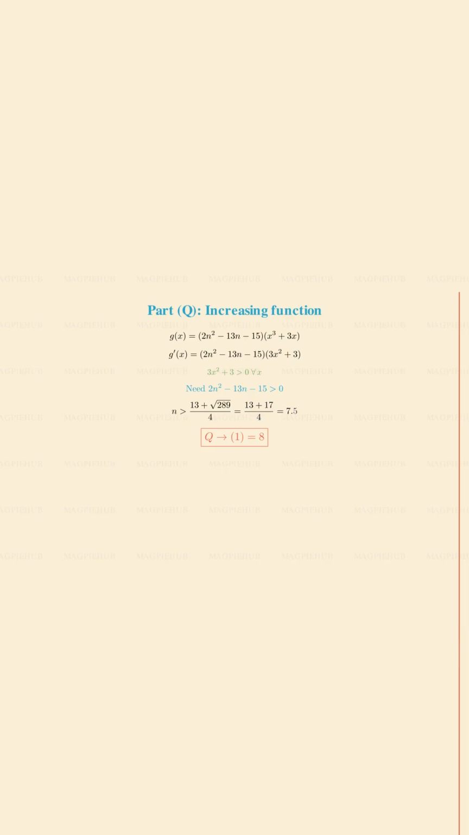Part Q. The function g of x equals (2n squared minus 13n minus 15) times (x cubed plus 3x). The derivative is (2n squared minus 13n minus 15) times (3x squared plus 3). Since 3x squared plus 3 is always positive, g is increasing on all reals if and only if 2n squared minus 13n minus 15 is greater than 0. Solving, the discriminant is 169 plus 120 equals 289. So n equals (13 plus or minus 17) over 4. The positive root is 30 over 4 equals 7.5. Since n must be a natural number greater than 7.5, the minimum n is 8.